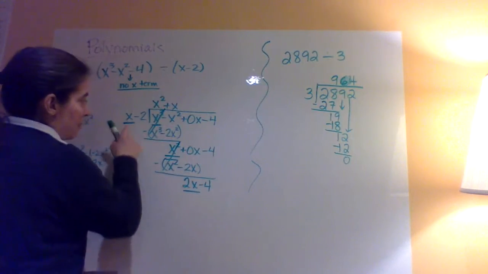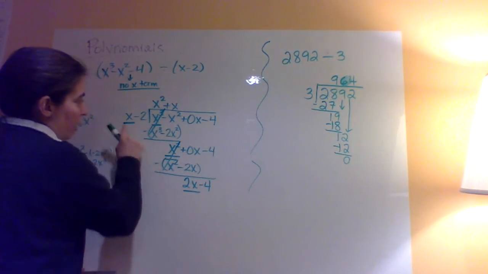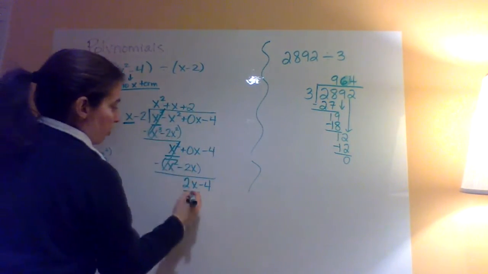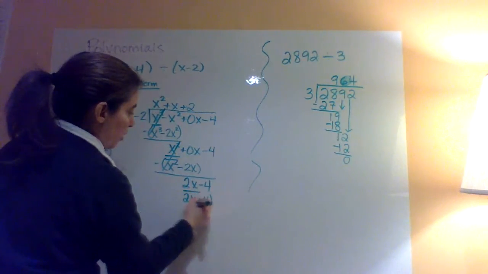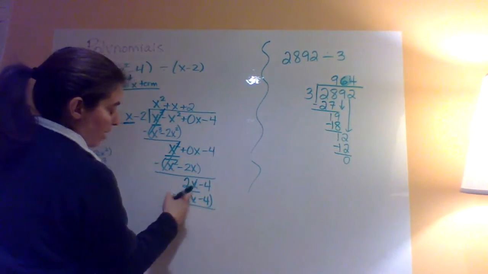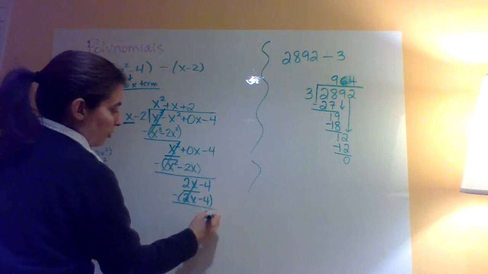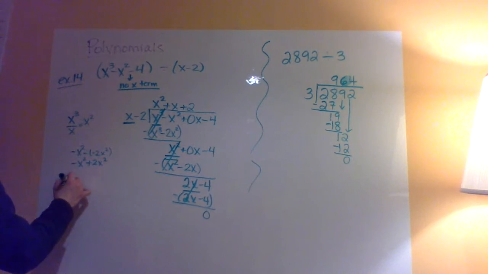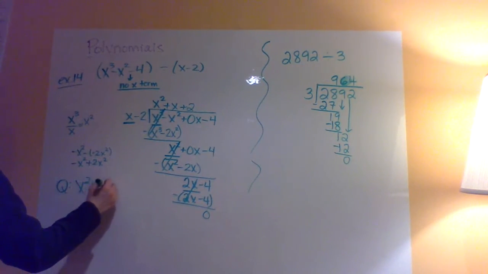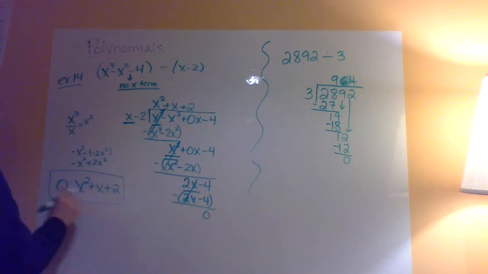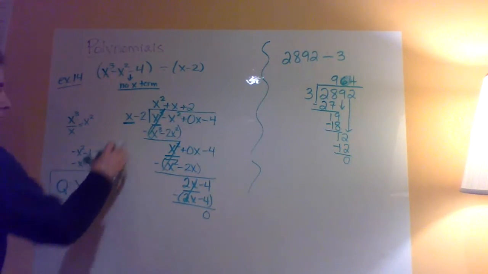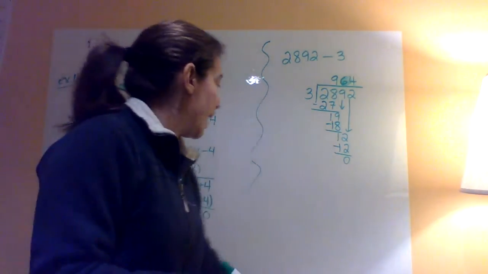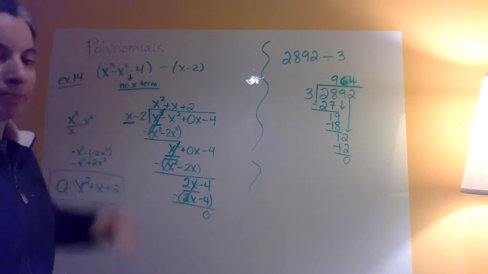Okay, final time, leading terms. X times what is going to be 2x? Well, that's 2. X times 2 is 2x. I multiply 2x minus 4. 2x minus 2x cancels out. Negative 4 plus 4. Again, we have a remainder of 0, so my quotient is x squared plus x plus 2. Again, if you wanted to check this, you could take this and multiply by x minus 2, using what we did earlier today, and you should end up with what you started with.